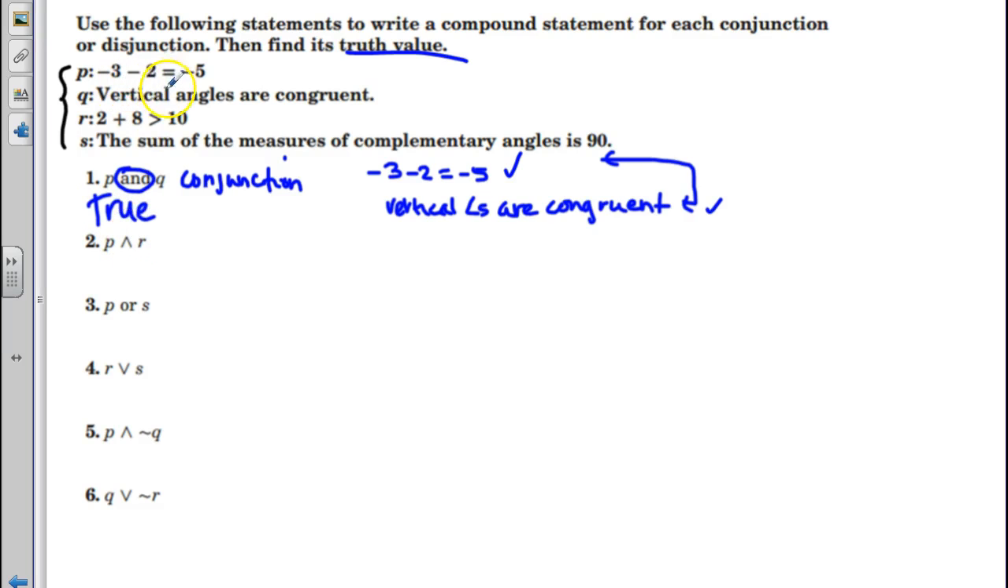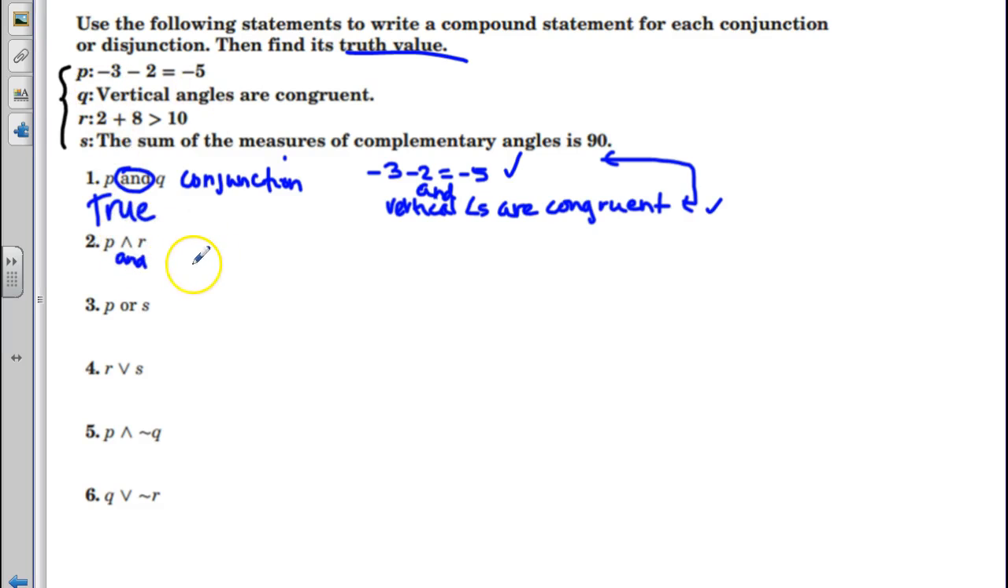All right, so the compound statement we would write would be -3 minus 2 equals -5 and vertical angles are congruent. There's our compound statement, and it's a conjunction because there's an and. And it's true. Next, P, and then we have this little up arrow. Hopefully you remember what that means. That means and, it's a conjunction.